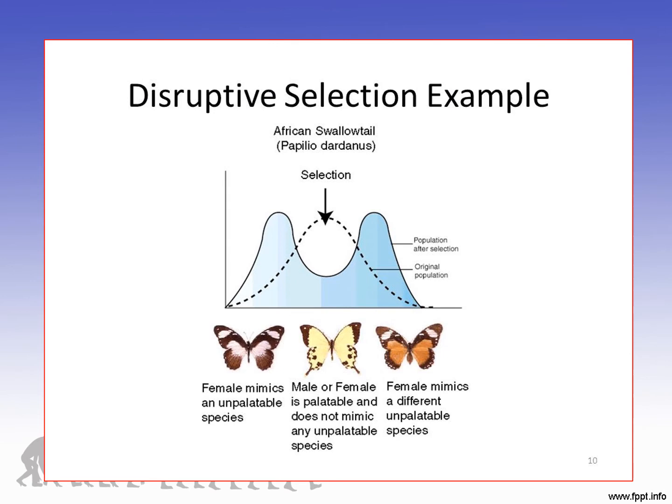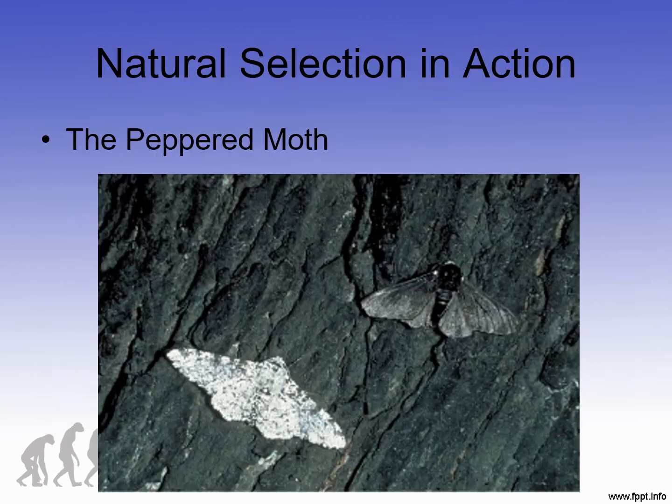Another example of disruptive selection can occur with the African swallowtail. The male is palatable and does not mimic any unpalatable species, right? The female, though, you do have females that are born that will mimic an unpalatable species, and you will have females that are born that mimic a different unpalatable species, right? So you start to see a favoring of those two individuals on each side, and the individual in the middle, which is the ancestral or original version, starts to decrease in numbers over time.